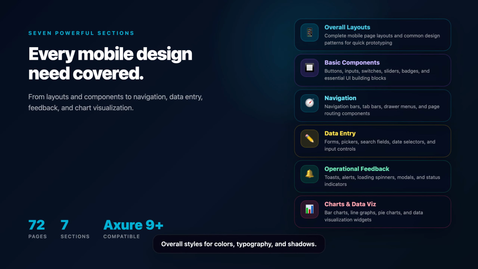Overall styles for colors, typography, and shadows. Basic components like buttons and dividers. Navigation bars, tab bars, and step indicators. Data entry with inputs, pickers, switches, and search fields. Data display including avatars, carousels, tags, and progress bars. Operational feedback with dialogues, toasts, and loading states.